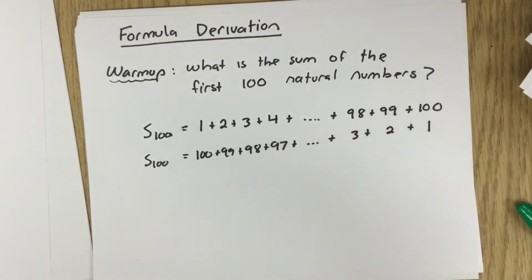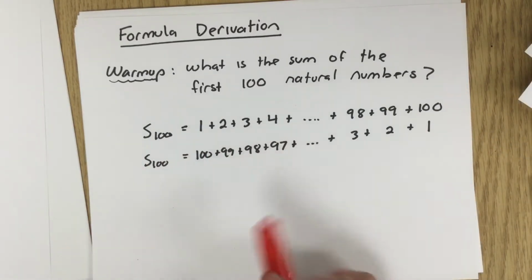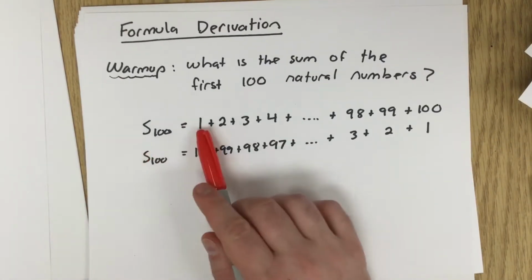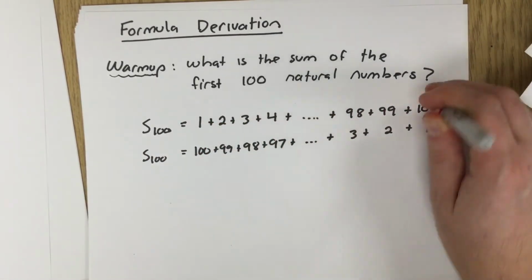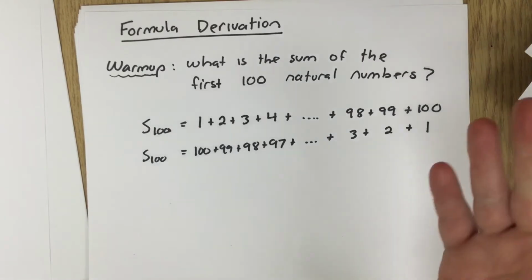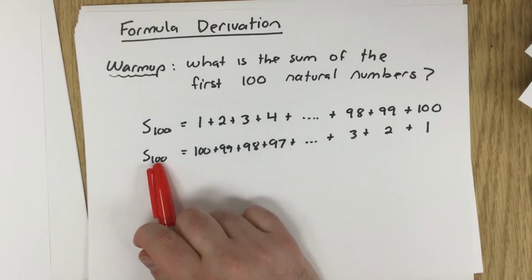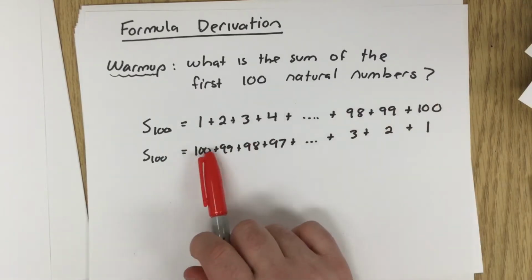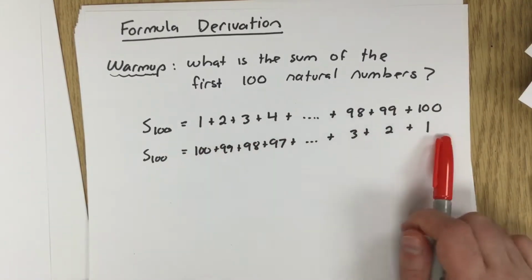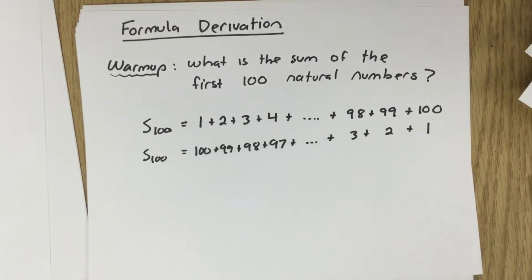So the question is, what is the sum of the first 100 natural numbers? Natural numbers are just the ones that you count. So the sum of the first 100 numbers is 1 plus 2 plus 3 plus 4 plus etc., plus 98 plus 99 plus 100. Now I could also write it in the opposite way, from 100 down to 1. Now why would I do it like that?